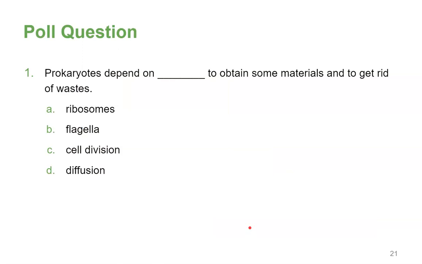Okay, poll question. Prokaryotes depend on what to obtain some materials and to get rid of wastes? So maybe you don't know this term yet, or maybe you've heard of it before, but it is diffusion. Diffusion is what causes substances to enter and exit the cell. And we will get more into diffusion in chapter 5.